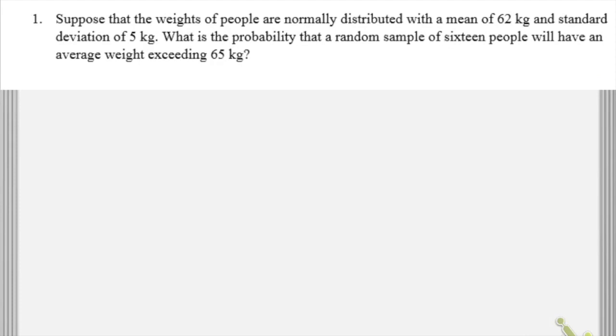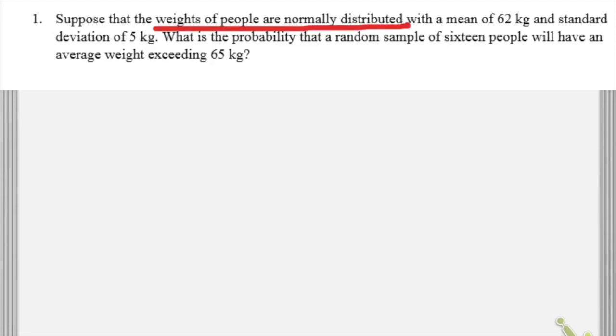So for example, suppose that the weights of people are normally distributed with a mean of 62 kilograms and a standard deviation of 5 kilograms. What is the probability that a random sample of 16 people will have an average weight exceeding 65 kilograms? So what we have to do here is to note a couple of things.